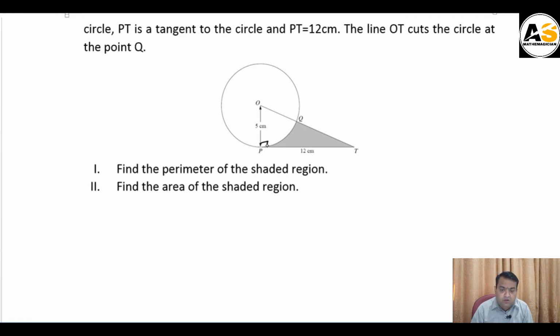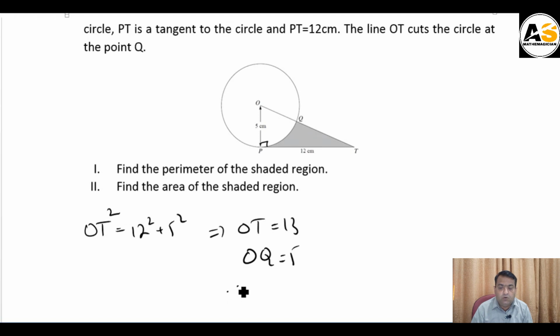This angle is 90 because PT is tangent to the circle. So I can calculate OT is equal to root of 12 square plus 5 square, which implies OT is 13, and OQ is 5, which implies QT is equal to 8. So I have calculated this QT, 8. And perimeter of this shaded region will be this 12 plus this 8 plus this arc length.